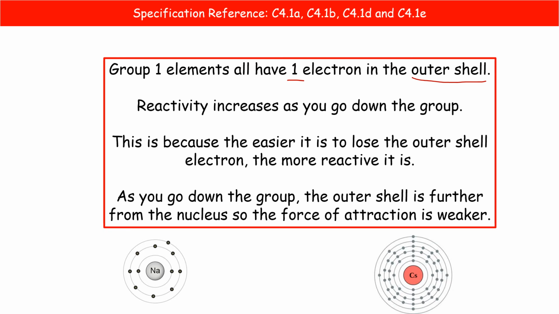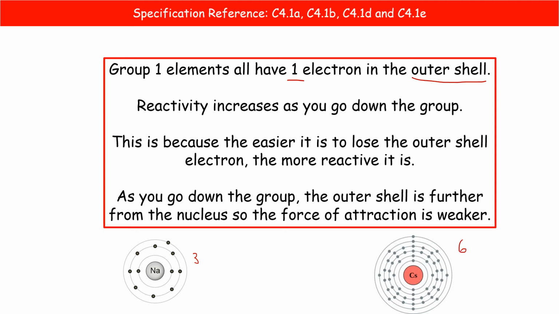What we know in terms of our trend or our pattern is that reactivity increases as you go down the group. The reason for that is as we go down the group, and I've given you 2 examples here, sodium quite near the top on the left and then cesium near the bottom on the right. As we go down the group, we end up with more of those electron shells. So that outer shell electron is further from the nucleus. So if we have a look at sodium, we've got 1, 2, 3 shells, so that just has 3 shells. Whereas cesium, we've got 1, 2, 3, 4, 5, 6 shells there.